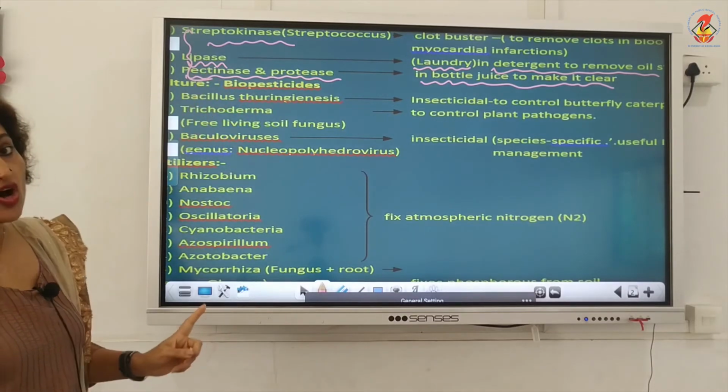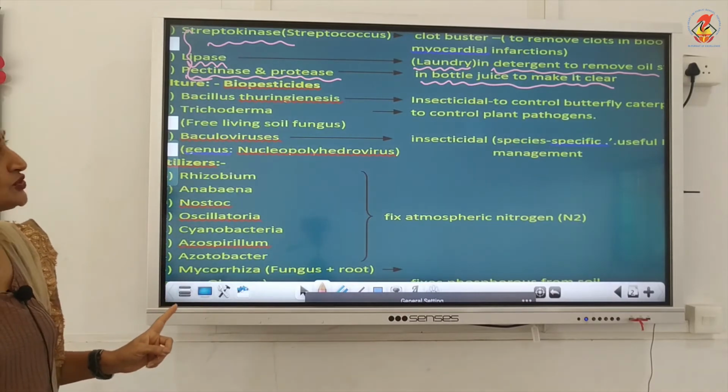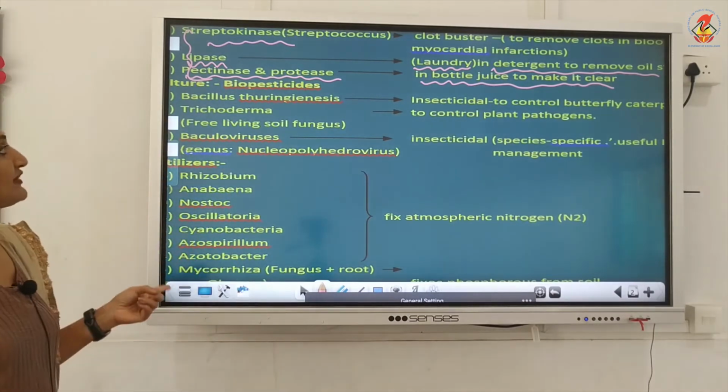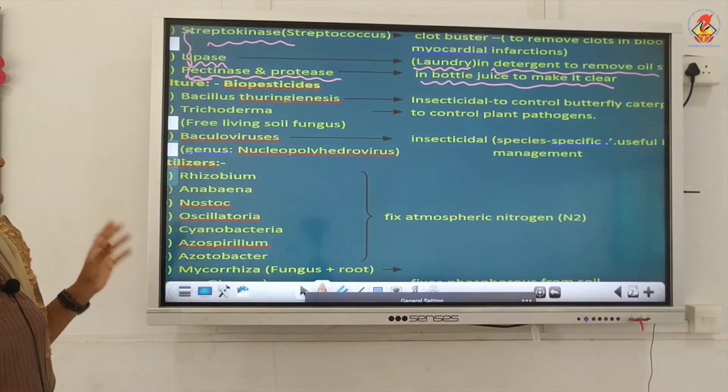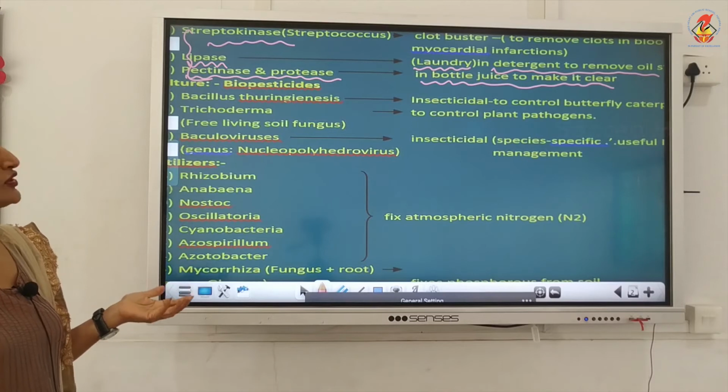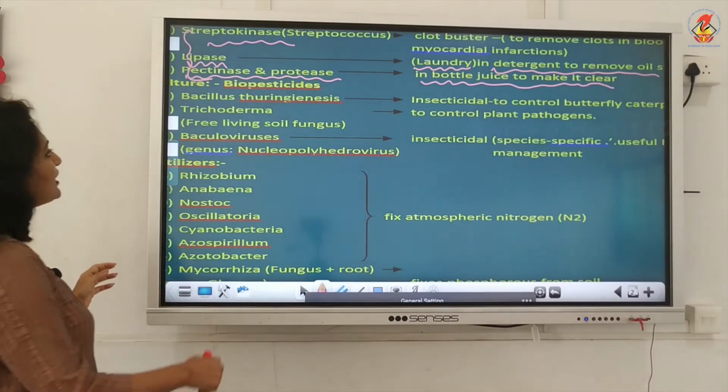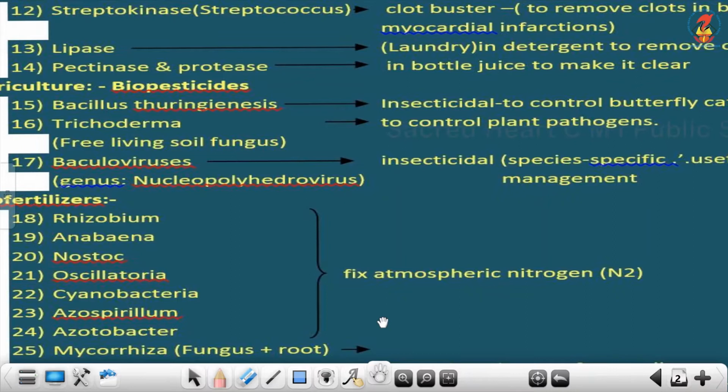Streptokinase is obtained from the microbe Streptococcus. It's used as a clot buster. Then we have lipase. It is used in laundry to remove oil or stains, and pectinase and protease are used in bottled juice to make it clear. Next, we are coming to the field of agriculture.